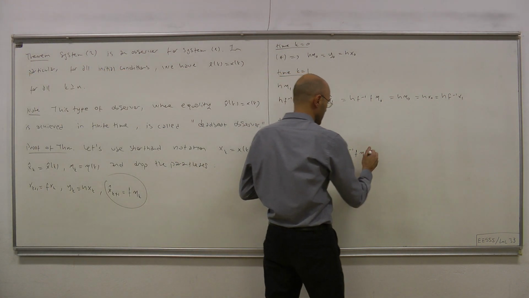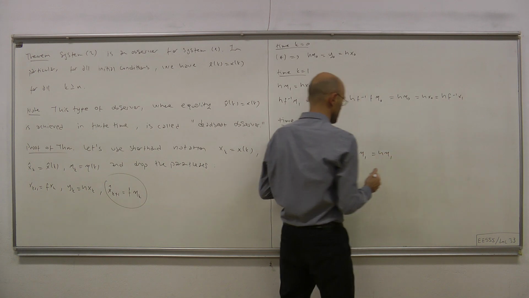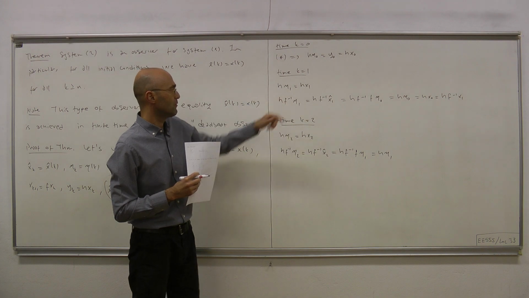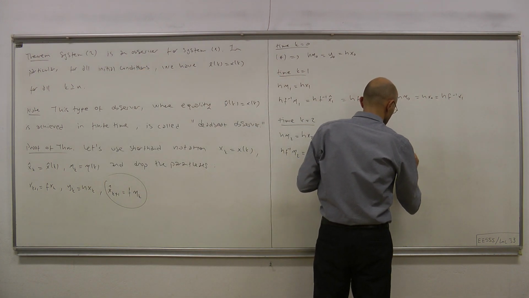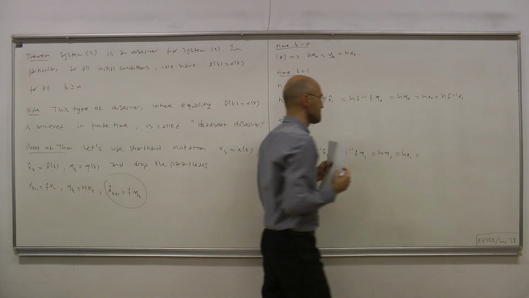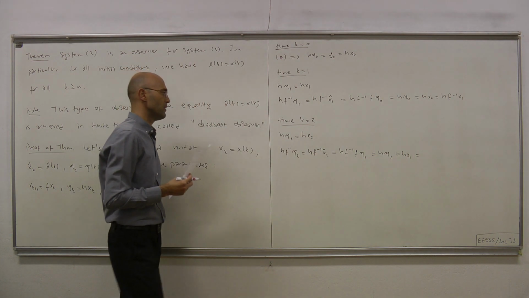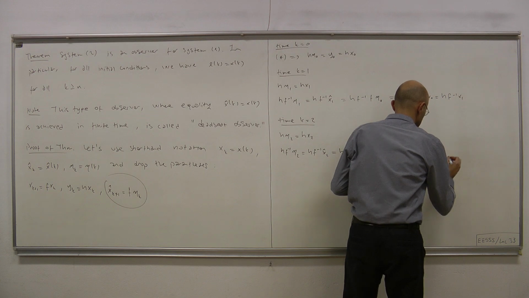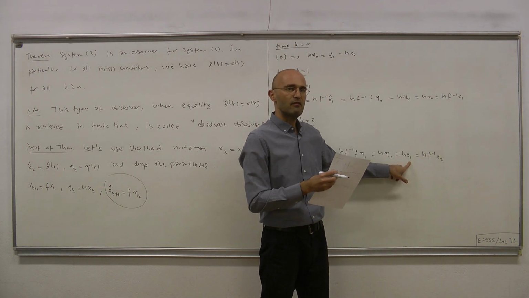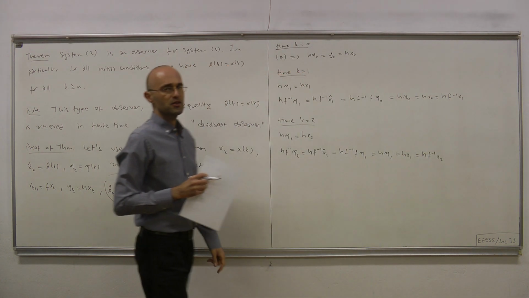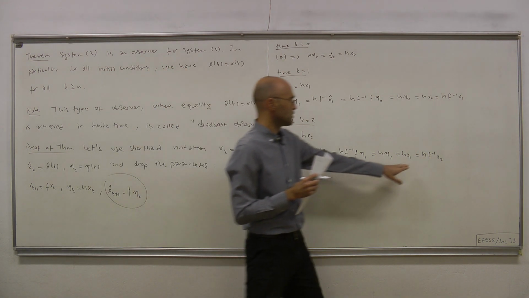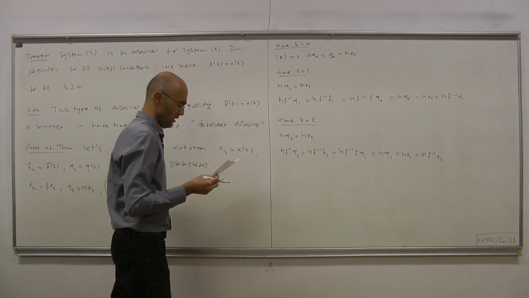This f inverse and f, they cancel. What we have is h of eta 1. What's h of eta 1? H of eta 1 is h of x1. And what's h of x1? It's h of f inverse x2, because x2 is f of x1, therefore x1 is f inverse of x2. So therefore we have h f inverse eta 2 equals h f inverse x2.